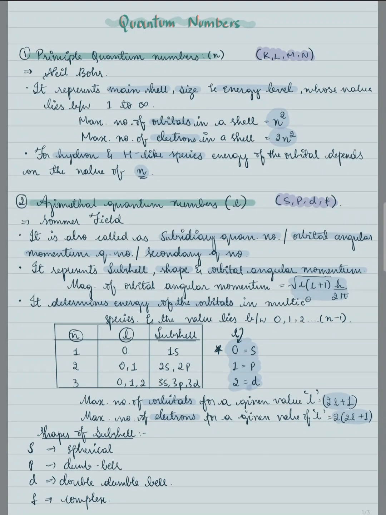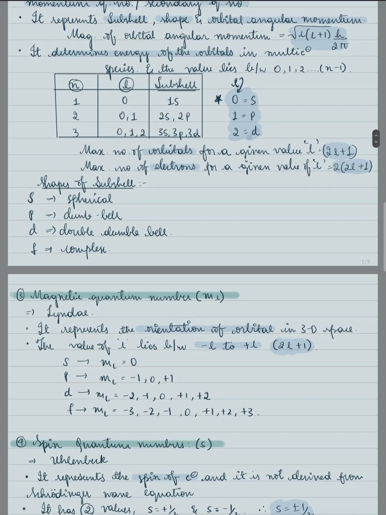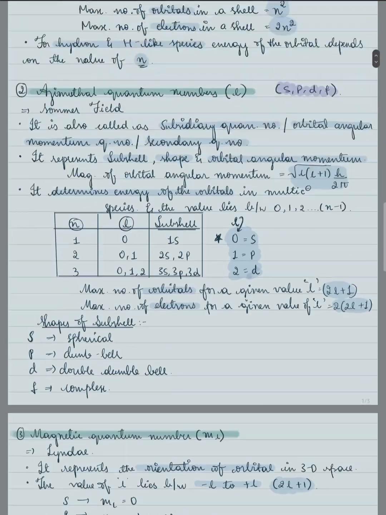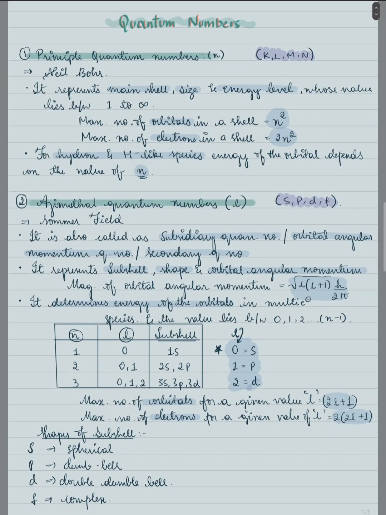Guys, this is a video on quantum numbers and nodes. Let's start with quantum numbers. There are four quantum numbers: principal quantum number, azimuthal quantum number, magnetic quantum number, and lastly, spin quantum number. And then we're going to talk about nodes.